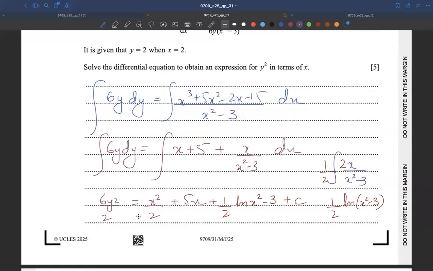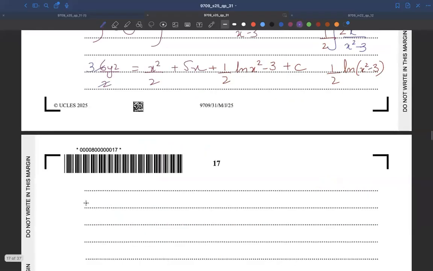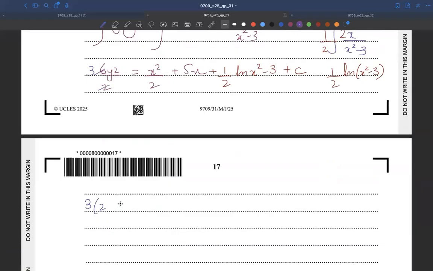Now we know that when y is 2, x is equal to 2 as well. So we'll write 3 into 2 squared is equal to 2 squared upon 2.